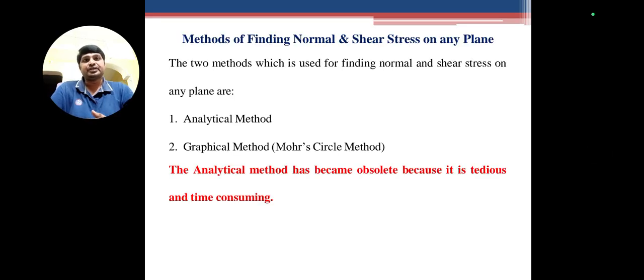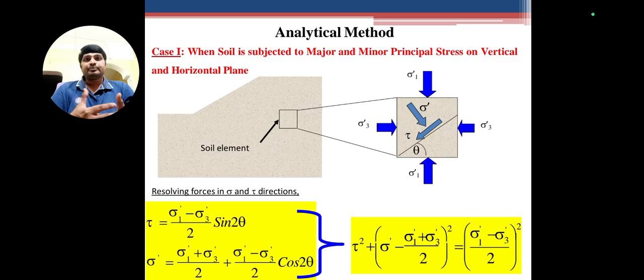Then coming to the methods of finding normal and shear stresses on any plane of the surface. There are two kinds of methods used for finding the normal and shear stresses. One is the analytical method, the second one is the graphical method, which is also known as the Mohr circle method. The analytical method has two types of cases.